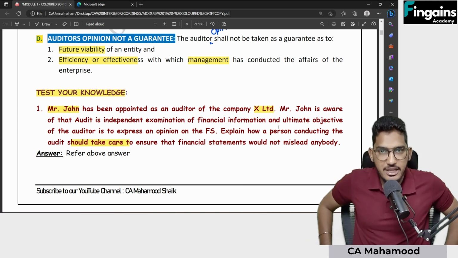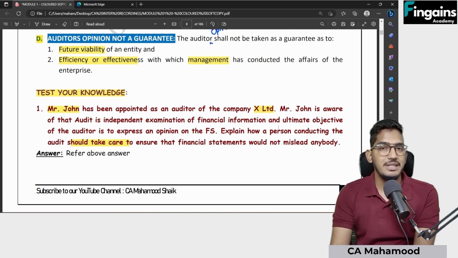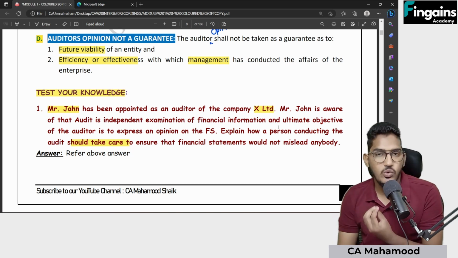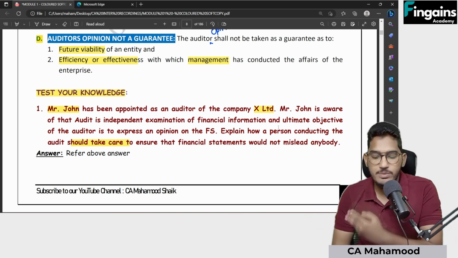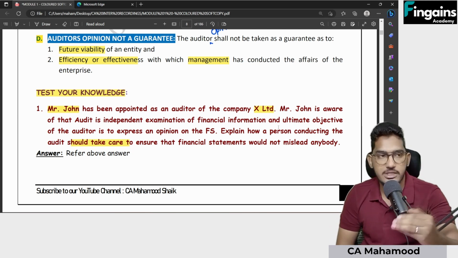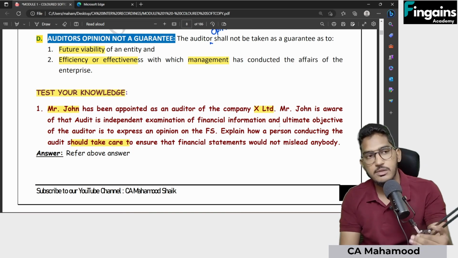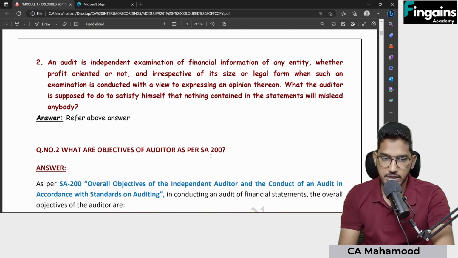They are not directly asking you this, but after interpreting the question, you will come to a conclusion that this is the intention of the examiner. So he's asking, as an auditor, what things you will satisfy yourself of to make sure that financial statements would not mislead anybody, which means what points as an auditor will you consider before expression of opinion. So even if they ask you this question in this manner, you are supposed to write the same above answer. Clear? Next, question number 2.